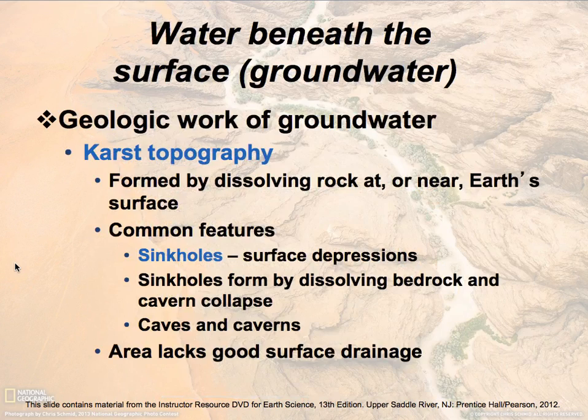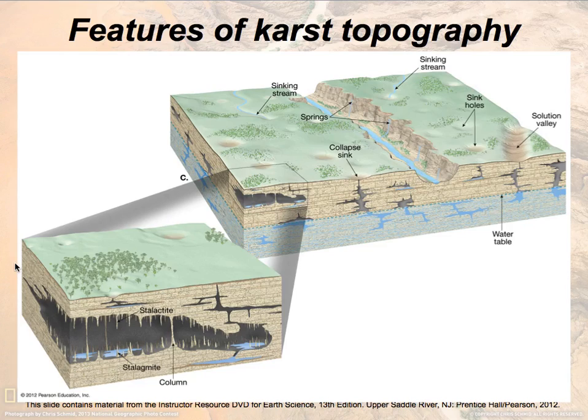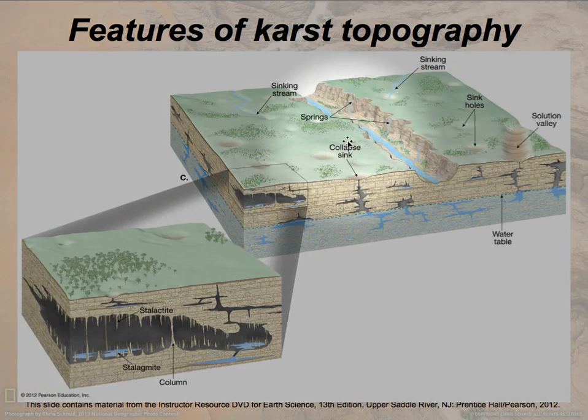Karst topography is related to cavern formation, and it's typical of carbonate or limestone areas. It's formed by dissolving rock at or near the Earth's surface, and sinkholes, caves, and caverns are characteristic of it. The same processes that form caverns form sinkholes. That is, mildly acidic groundwater percolating through an area that is significantly carbonate will dissolve that carbonate, forming gaps and cavities underneath the surface, and eventually the structural integrity of that surface is compromised and things collapse.